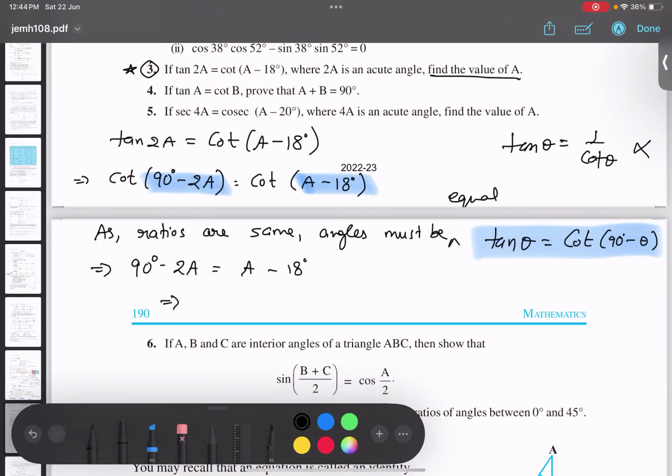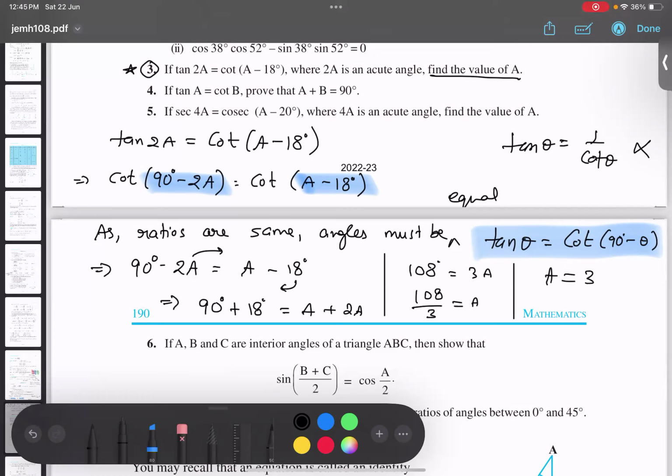So let me solve this. I'll shift this 2A to the other side. I'll shift this number to the other side. So 90 plus 18, A plus 2A, which is 108 equals 3A. So 108 divided by 3 equals A. So A value is what? 3 into 3, 9, 6. So A value is 36 degree. Is there any doubt? No. Got it.